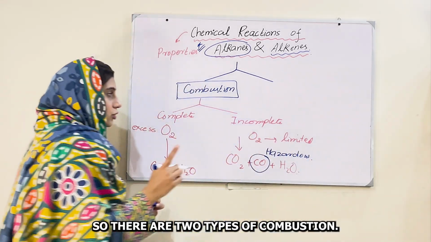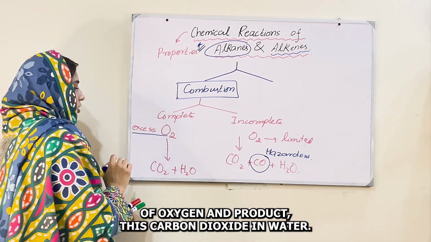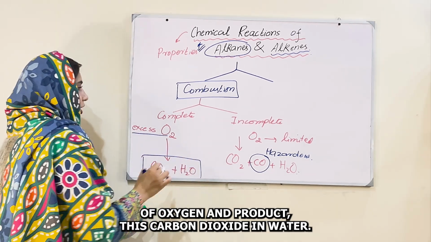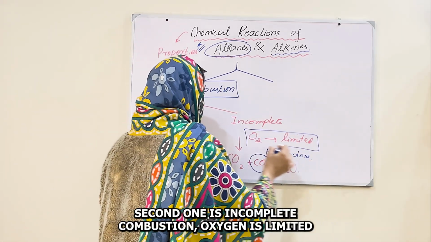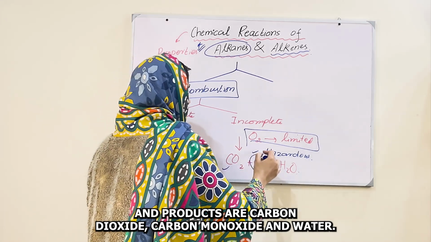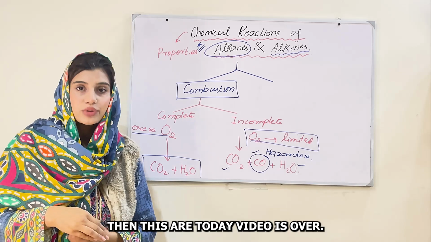So there are two types of combustion. One is complete combustion, which is in excess of oxygen, and products are carbon dioxide and water. Second one is incomplete combustion. Oxygen is limited and products are carbon dioxide, carbon monoxide and water. With this, today's video is over.